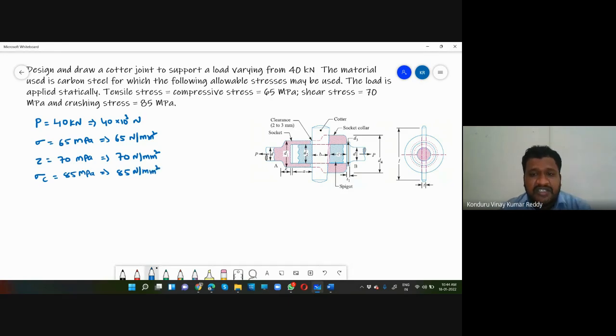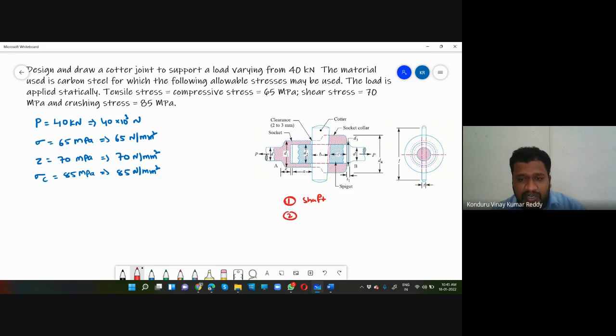Here, the socket and spigot joint consists of 4 parts, along with the sleeve. The first part is the shaft, this is the shaft.